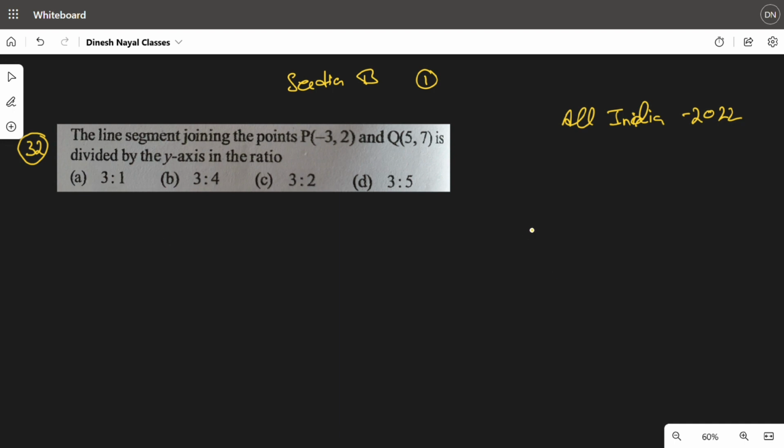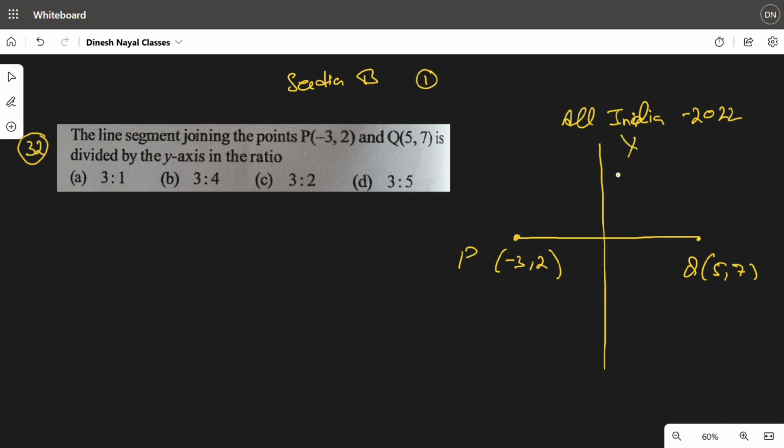So just make a rough diagram. Take this point P. This is minus 3, 2, and the point Q as 5, 7. Join these 2 points. Now, see the line segment joining the points is divided by the y-axis. Now you consider this line as the y-axis. In the ratio, so let the ratio be k is to 1. We are taking the ratio k is to 1.